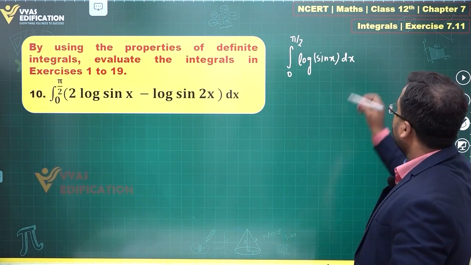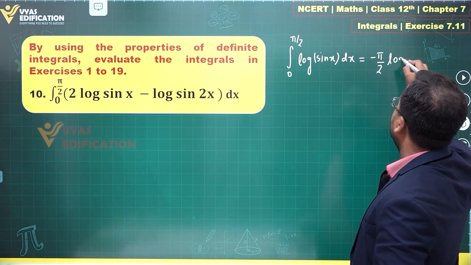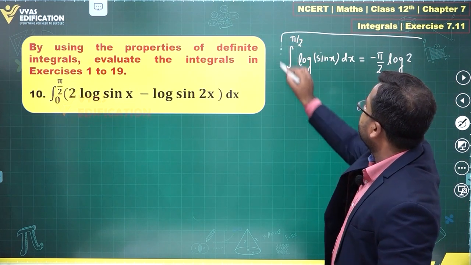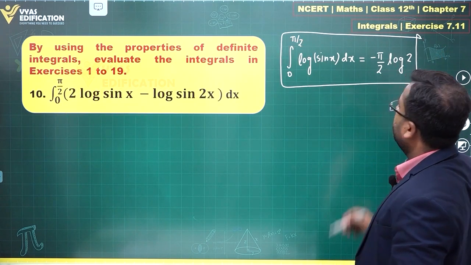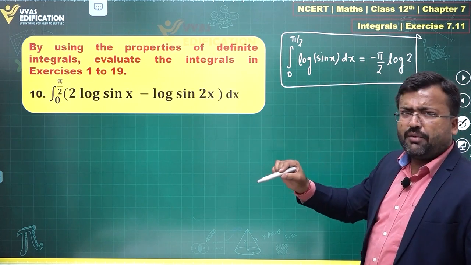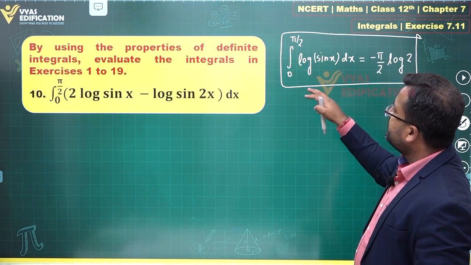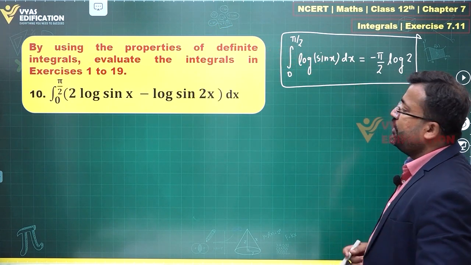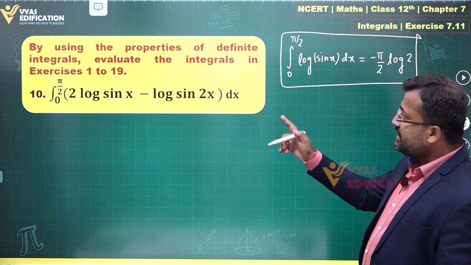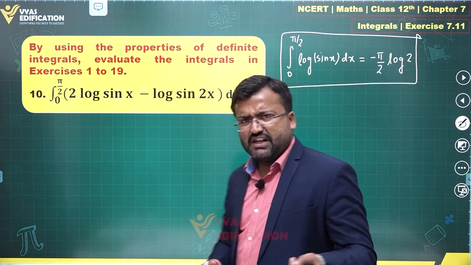this is equal to what? This is equal to minus pi by 2 log 2. The value of this integral is equal to this. Not only this, you can have cos x also over here, because you can use the king property and replace sin x by sin of pi by 2 minus x, which will be cos x. So the integral of log cos x dx will be minus pi by 2 log 2. As well as this, log sin 2x can also be written in that particular form, but that's for another day.